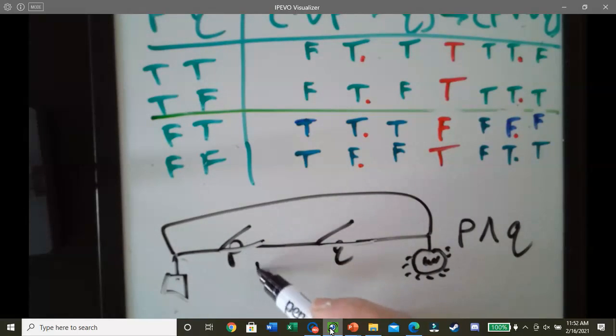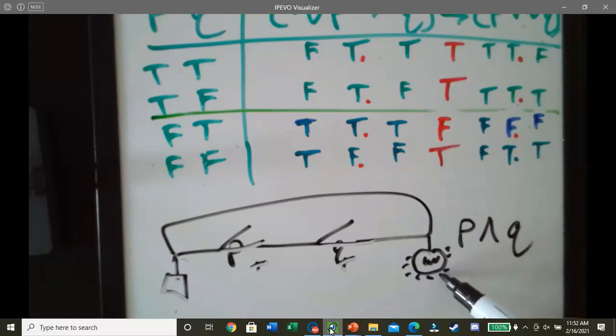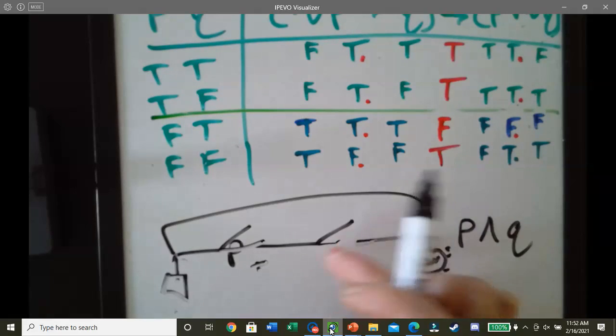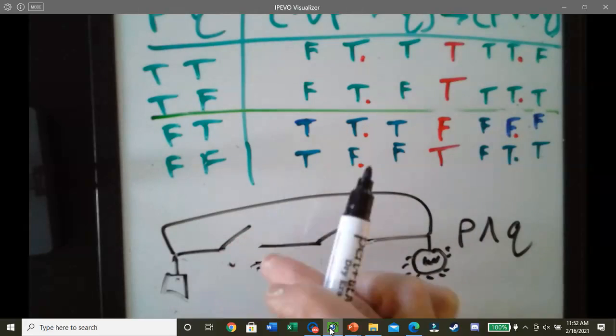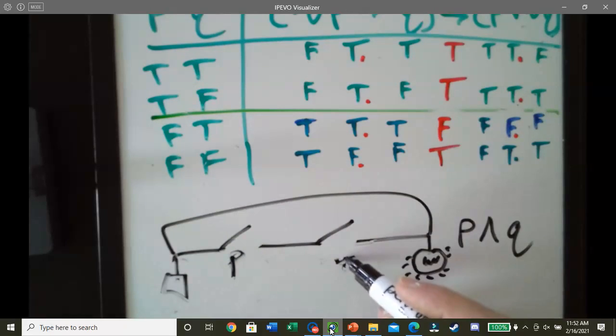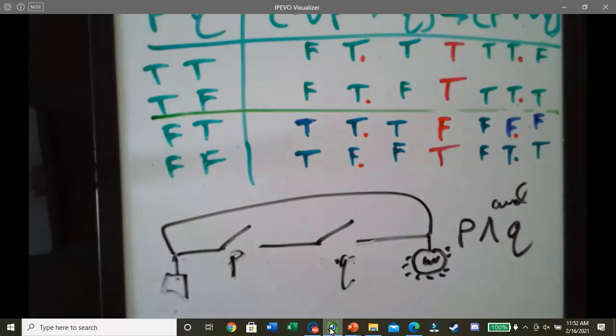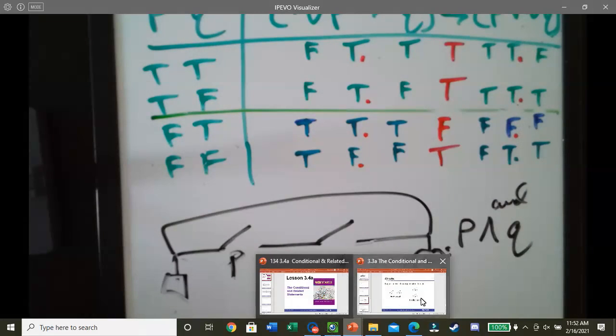So that would be true for closed, true for closed. So the only way you get that light bulb to light is if both of them were closed. So true and true. Okay, so series circuits is the same thing as and statements, because they both have to be closed. P and Q have to be closed in order for the light to turn on.